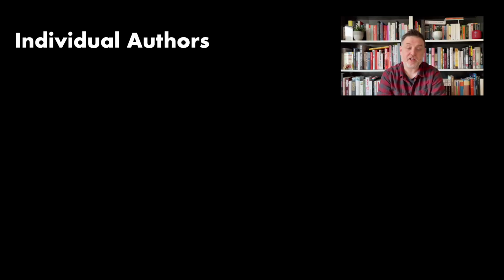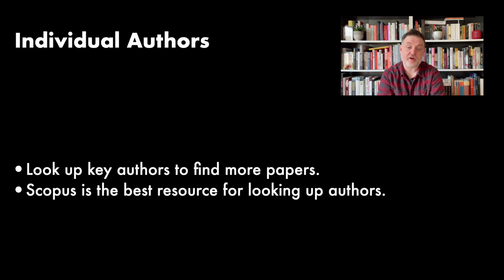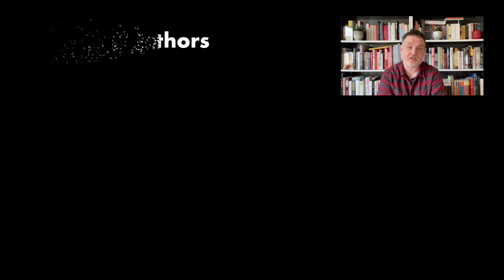Scopus can also be really useful for looking up individual authors. Every author indexed in Scopus has their own author page listing all of their research outputs that are indexed in Scopus. Although other databases have a facility for searching for authors, Scopus is the most comprehensive and the best place to go to do that.